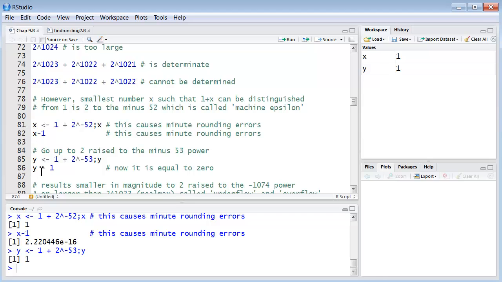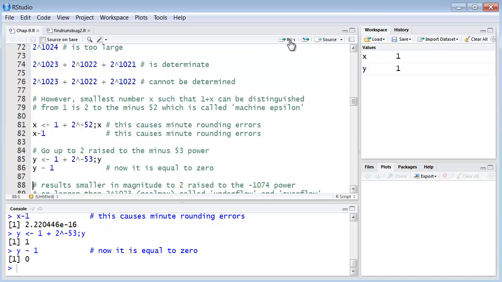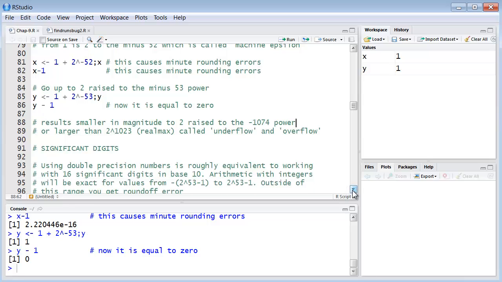But unlike this one, now when we subtract 1 from that number, we do get 0. So it takes some getting used to, and you get some weird anomalies, I would call them. Generally, results that are smaller in magnitude than 2 raised to the minus 1074th power, or larger than 2 to the positive 1023rd power, sometimes called real max, are called underflow and overflow, and these are the source of sometimes rounding errors that are difficult to understand.